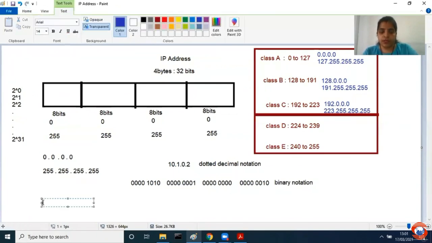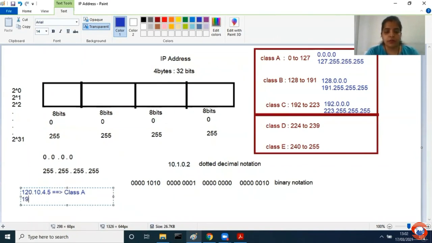Now, if I ask you, can you please tell me which class this IP address is in? Class A. Why? Because 120 is the first octet. So the first octet determines the class of that IP address. If I ask you 194.50.6.89, which class is this? Class C. So this range is fixed, this range never changes.